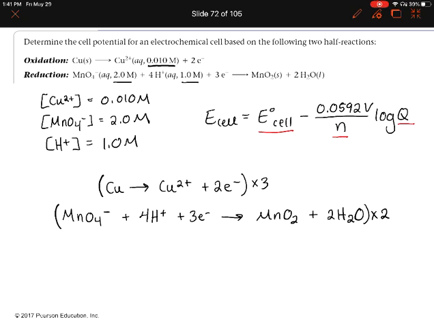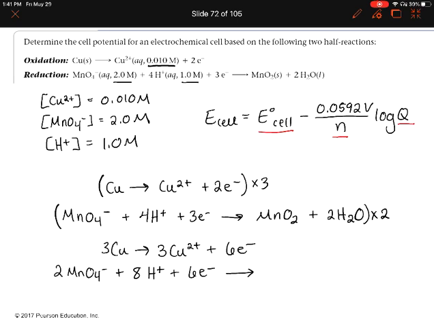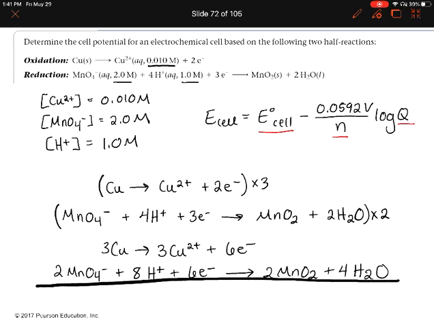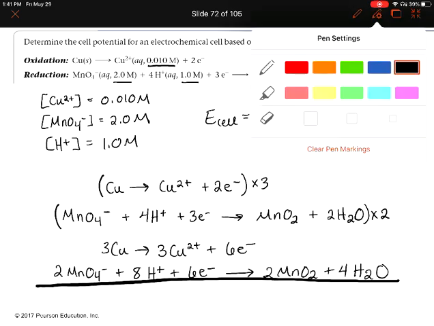Okay, so I'll try to squeeze that in down here. So 3 coppers become 3 copper ions plus 6 electrons. And we have 2 permanganate ions plus 8 hydrogen ions plus 6 electrons, and we end up with 2 manganese dioxide molecules and 4 water molecules. Okay, so that's what we need to balance.